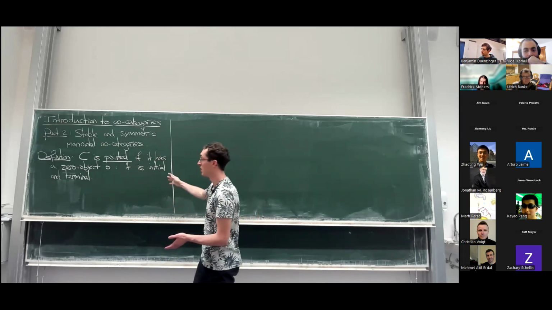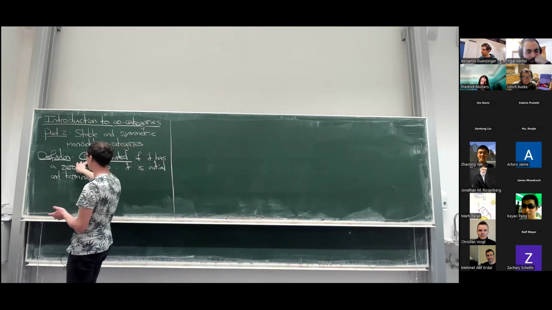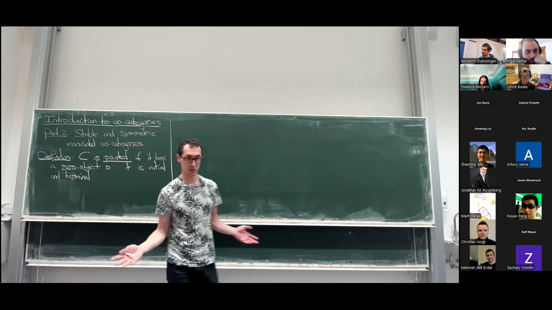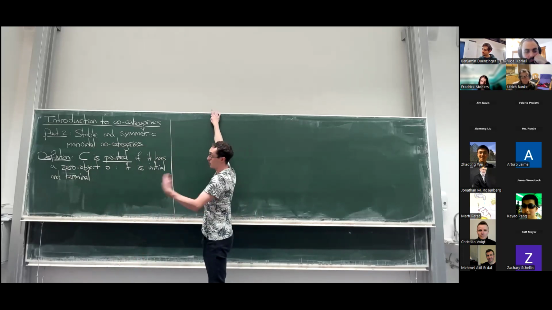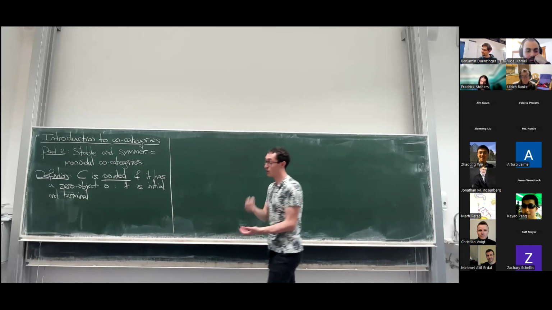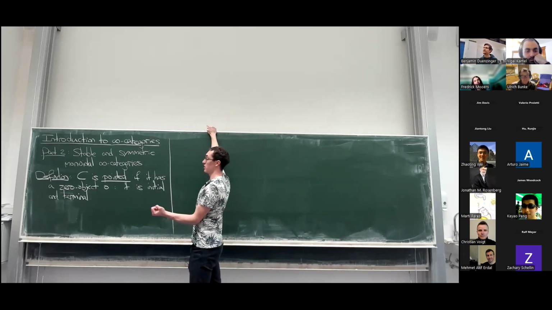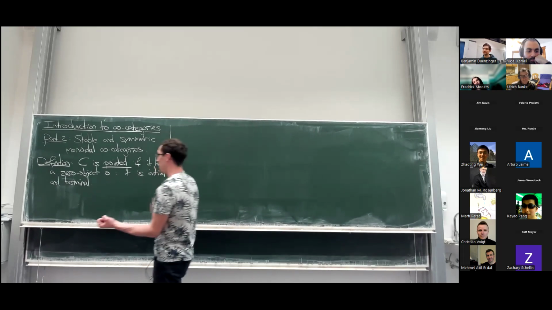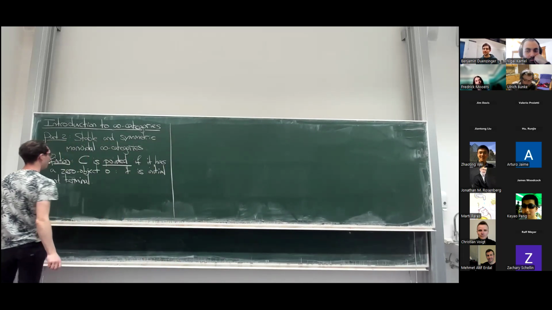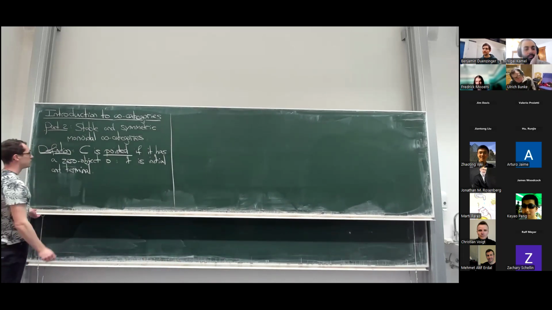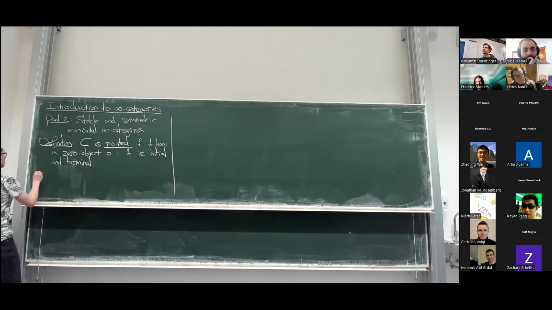So for example, if C is an ordinary category, we may think of the category of abelian groups. There we have the zero group. It's both initial and terminal. Maybe we think of the category of pointed sets. The point is both initial and terminal in that category. And then we can define what it means for C to be stable.